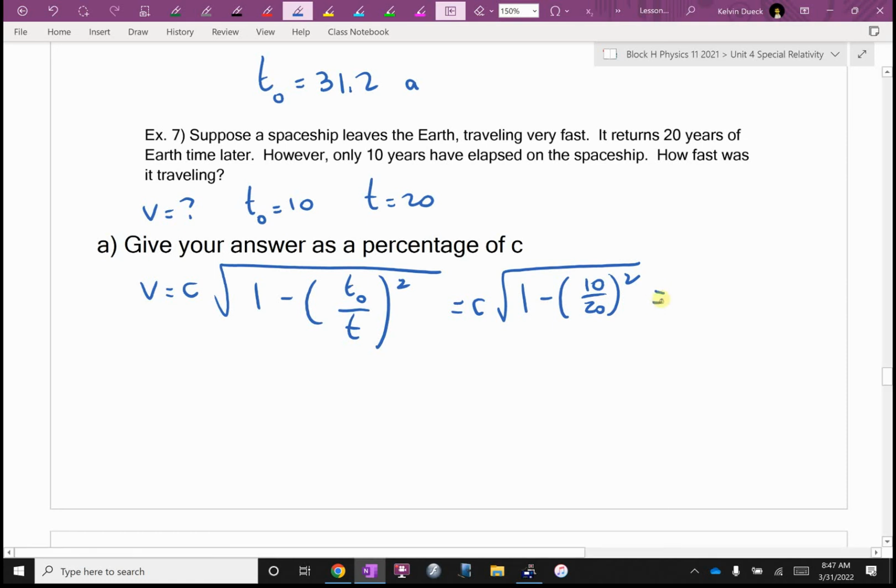Notice what we actually got. We got 0.866 c. The c I didn't evaluate, Josh. I just left it in the front. I'll tack it on the end. Hey, what percent of the speed of light is that? 86.6%.